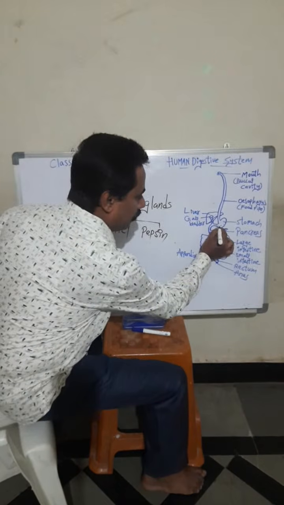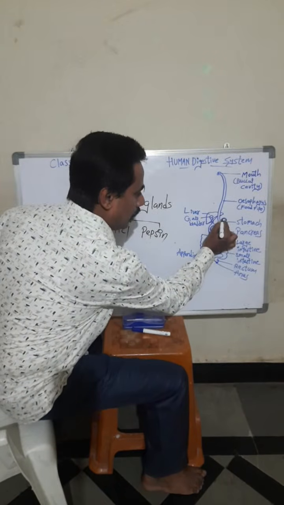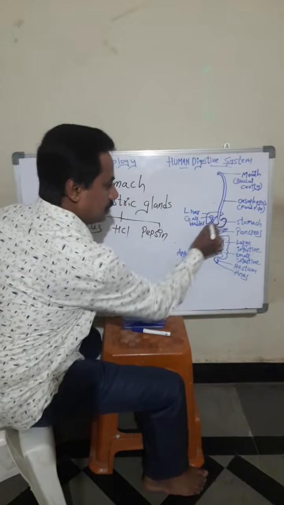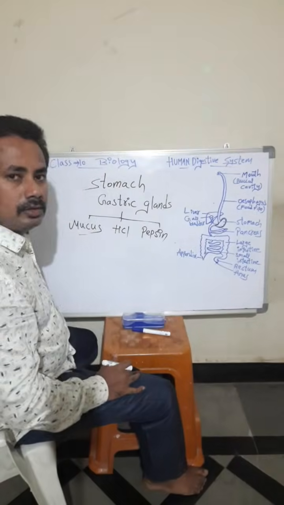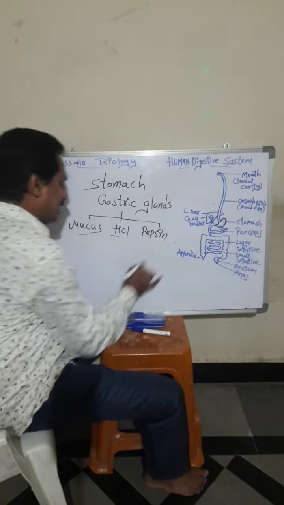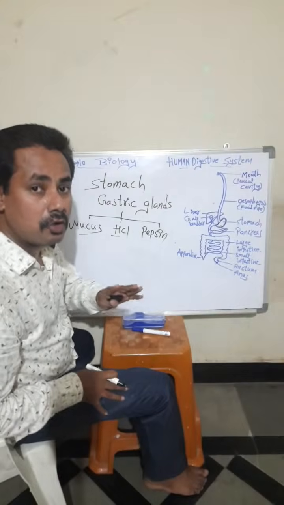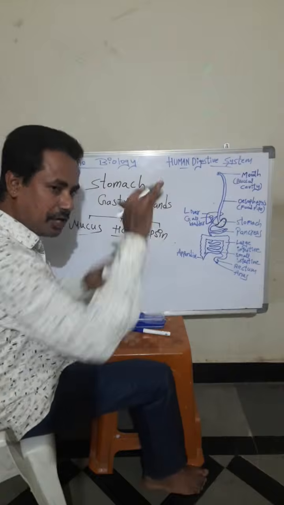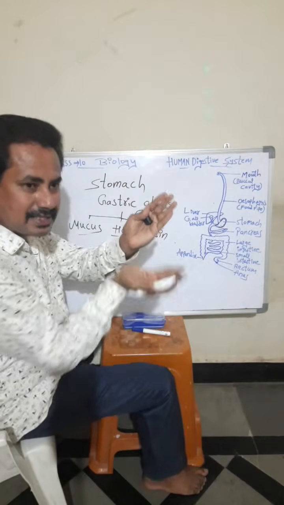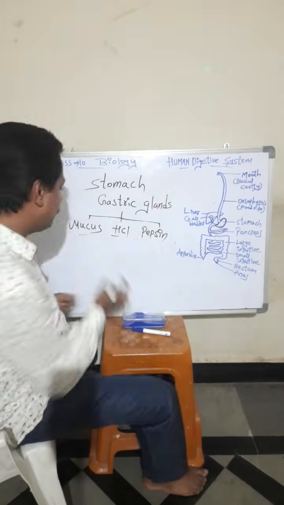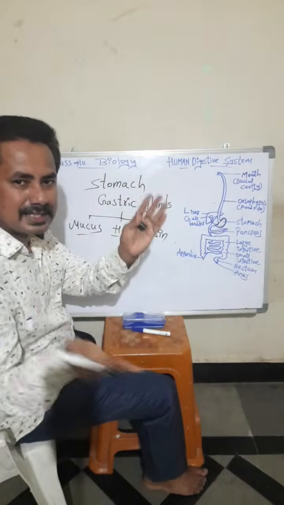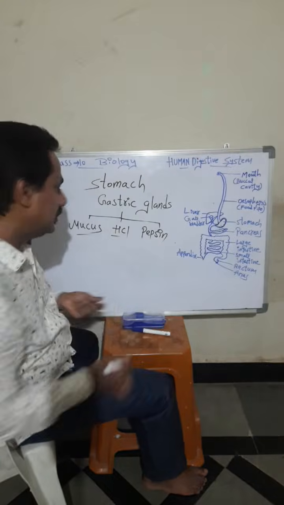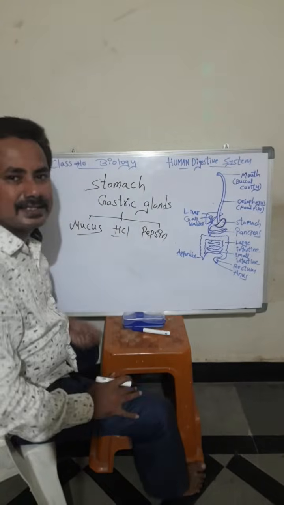Mucus will cover the wall of the stomach. Why? Because the next thing, acid, is going to be released, and acid may cause damage to our stomach. So for protection, the wall of the stomach is covered by mucus, a jelly-like substance. You can call it a protective layer. So now HCl will be released.